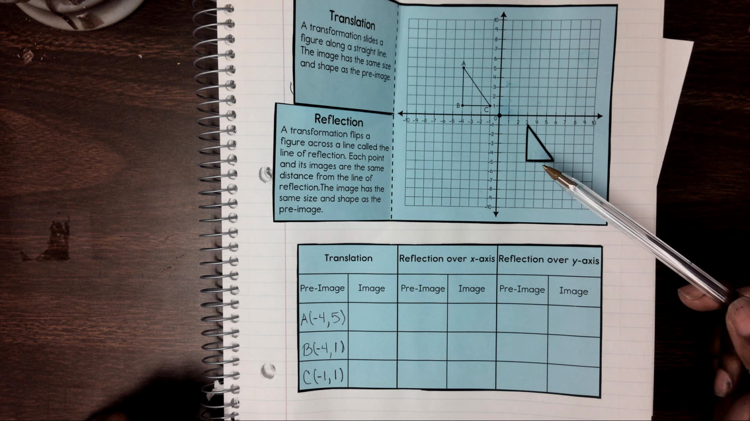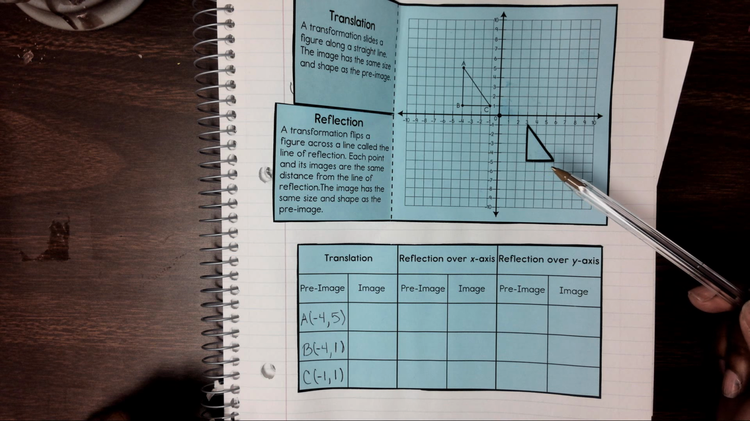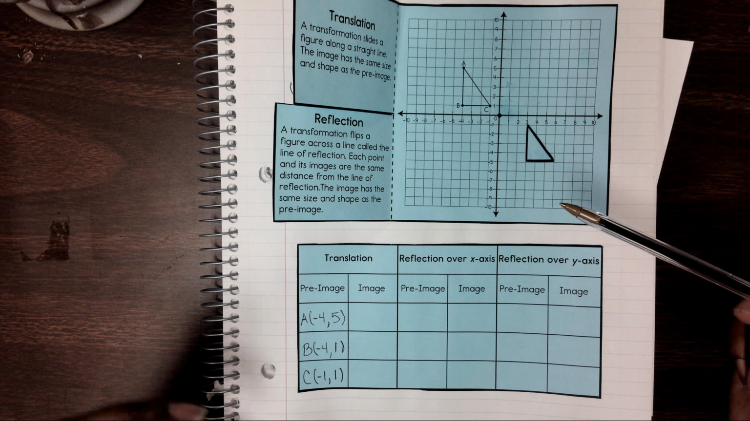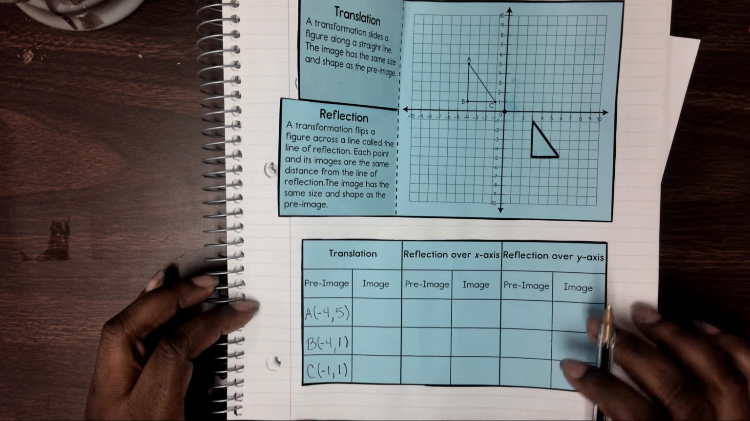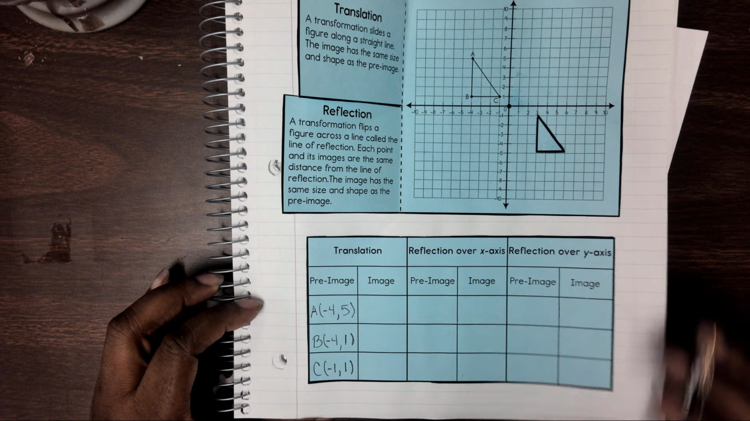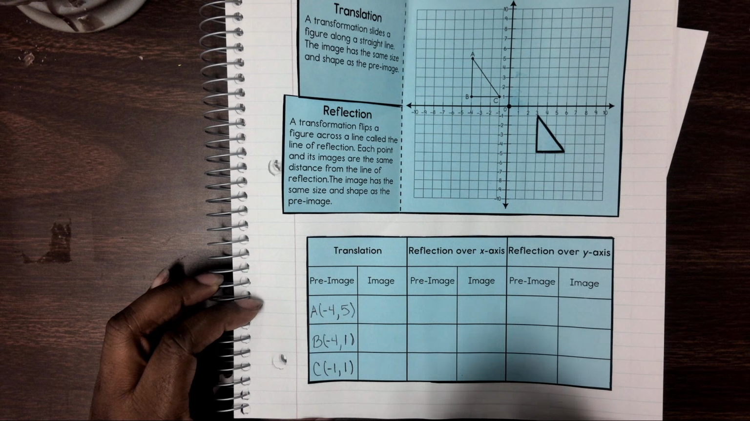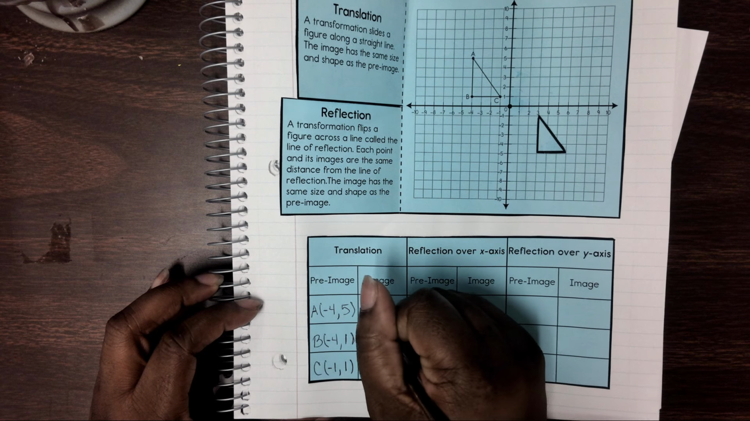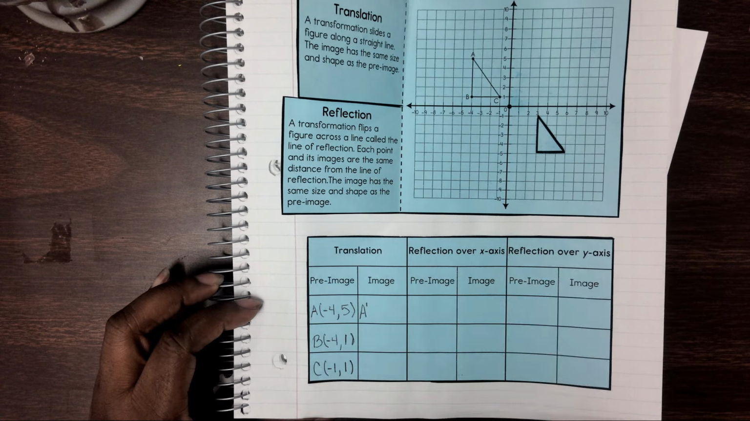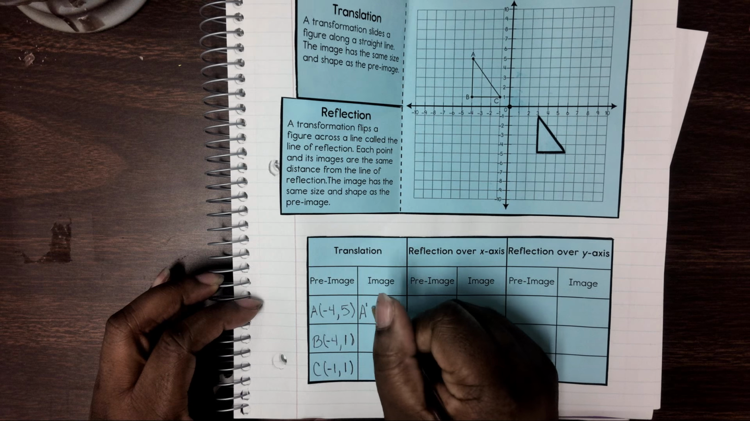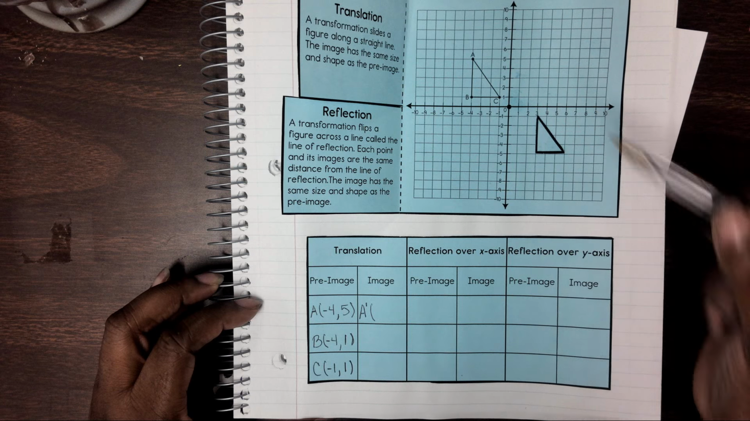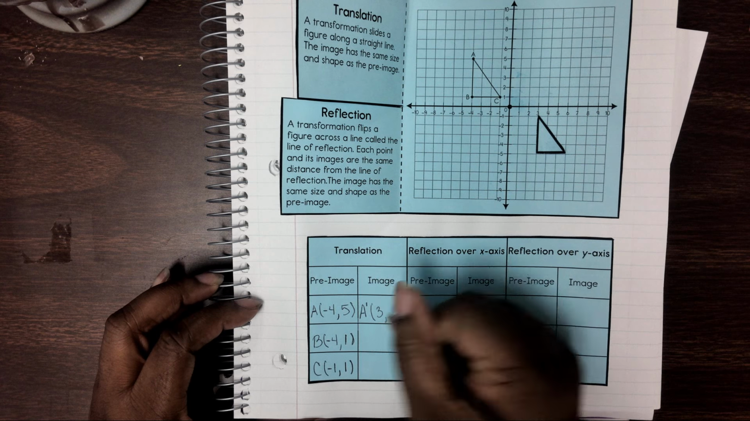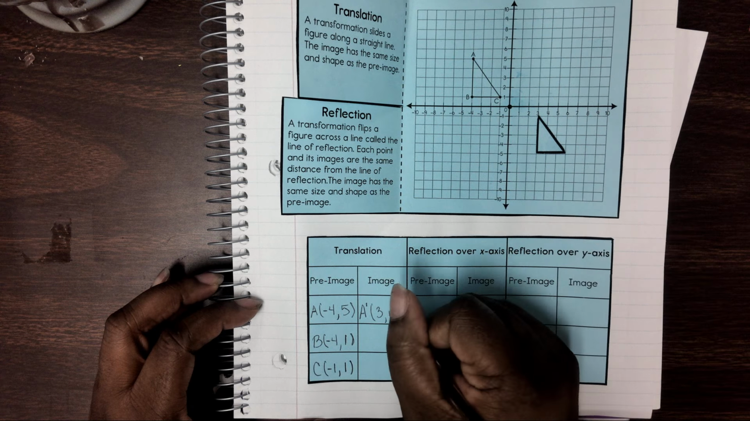Okay? So now we can go ahead and we can write our new points. Okay? I want us to get used to writing our primes. So, after a transformation has occurred, it is no longer A. It is actually A prime, okay? Now you're going to write your new ordered pair. So again, our point A is now at a positive 3 and a negative 1.